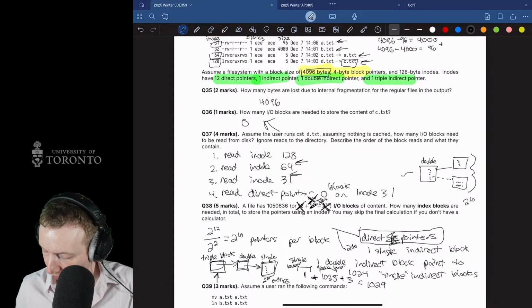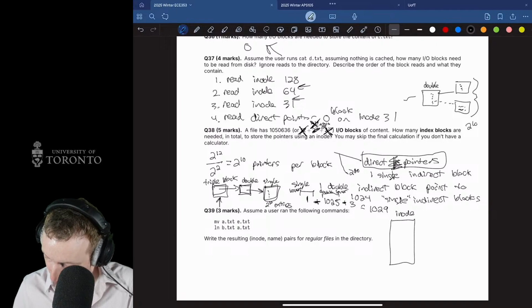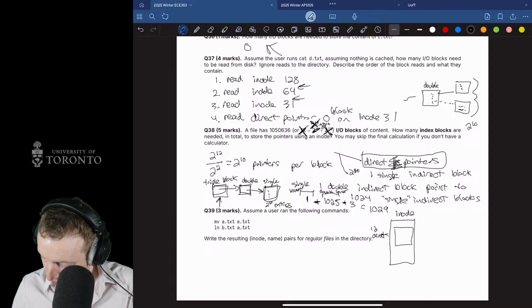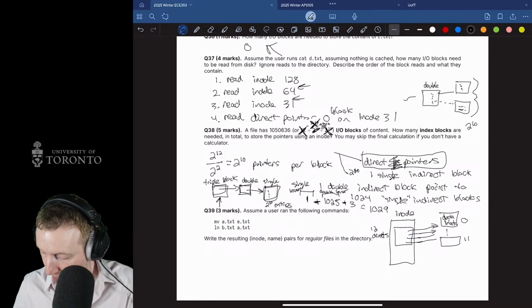How we figured out the strategy. So just the way it works, right? The inode itself, how it works is there's 12 direct pointers, which means we don't have to store them on a block or anything, right? They just point directly to data blocks. So this would be data block 0 all the way to data block 11, which would be the first 12, right? Because there's 12 direct blocks.